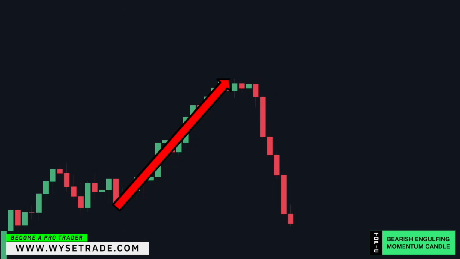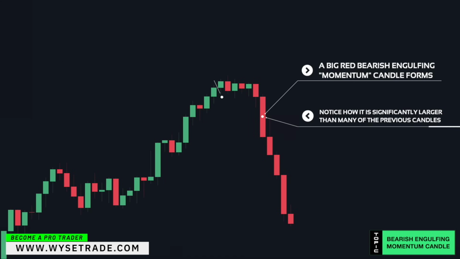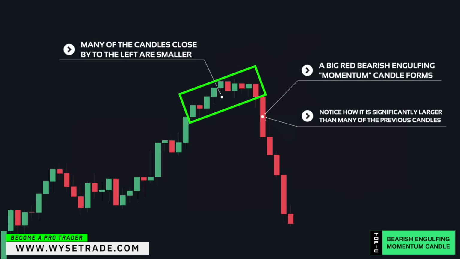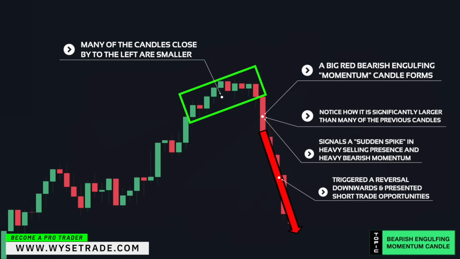You have a moving uptrend before a big red bearish engulfing momentum candle forms. Notice how it is significantly larger than many of the previous candles. Again, this signals a sudden spike in heavy selling presence, signals heavy bearish momentum, triggered a reversal downwards, and presented short trade opportunities along the way down.